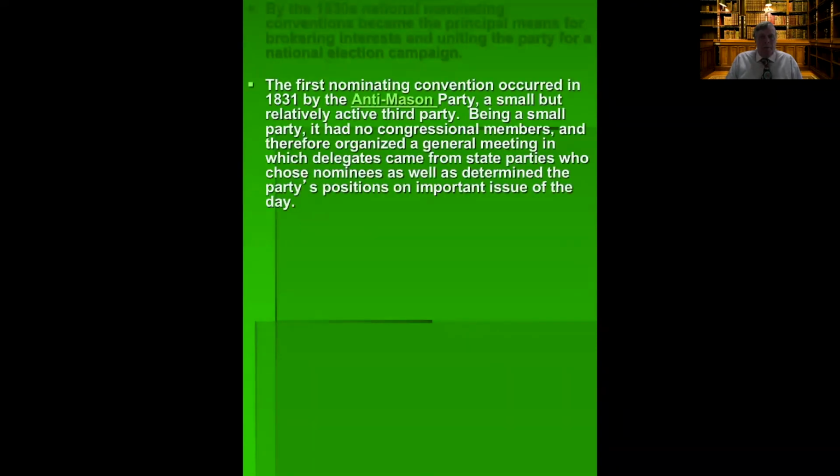The first nominating convention occurred in 1831 by the Anti-Mason Party. It was a small but relatively active third party. Being a small party, it had no congressional members and therefore organized a general meeting in which delegates came from state parties who chose nominees, as well as determined the party's positions on important issues of the day.